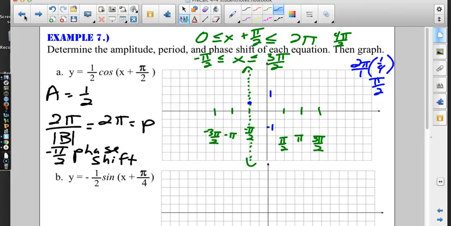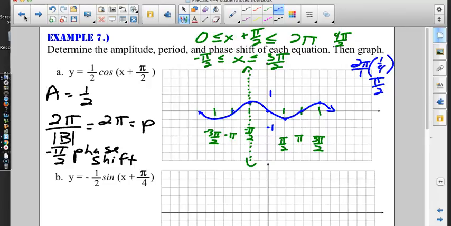Now, cosine is high, axis, low, axis, high. And remember, we're shooting for that 1/2. We're not trying to go all the way up to 1. And then you could either right away start going backwards with it for just a few, or you could finish up that little portion of the graph and then go after it, going backwards.